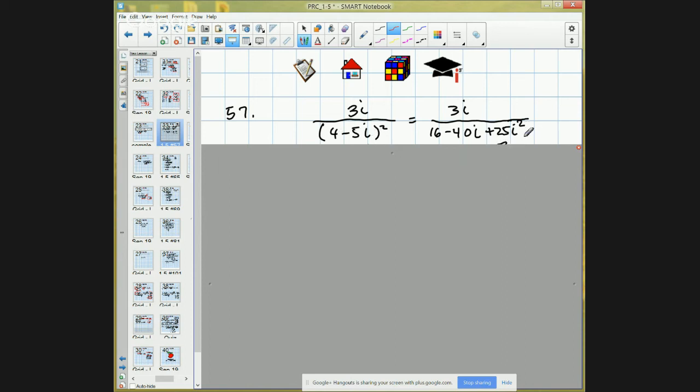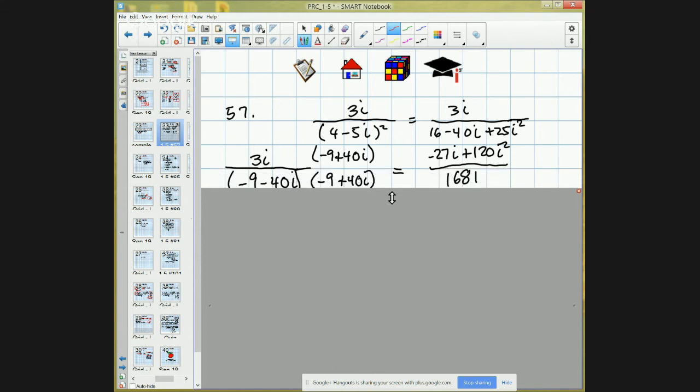Okay, can you do anything to simplify this denominator? Well, you got an i squared, so that can be made a -1, right? So this last term is just the same as negative 25. Okay? And what's 16 minus 25? Negative 9. So that's where this comes from. Negative 9 minus 40i. But we don't want an i in the bottom. So now it's time to pull out the conjugate. What's the conjugate of our denominator? Negative 9 plus 40i. Multiply top and bottom by that.